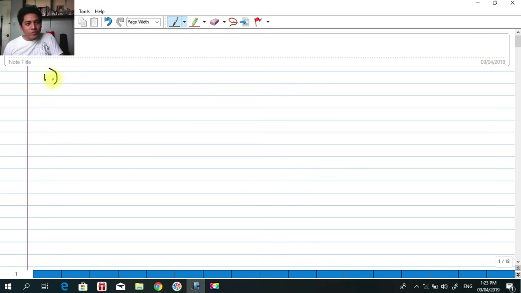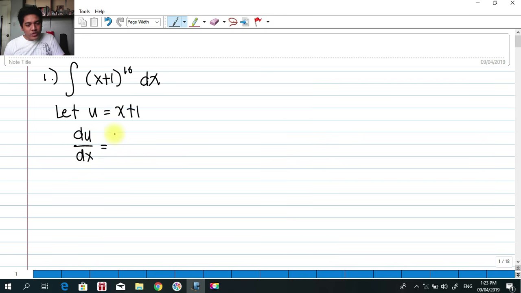For number 1, that should be the integral of (x + 1)^10 dx. By the name itself, integration by substitution, we shall be substituting some values for the integrand. So we must let u equal x + 1. If we get the derivative of u with respect to x, du/dx, we get 1, because the derivative of a constant is 0. So if we cross multiply, du is simply equal to dx.